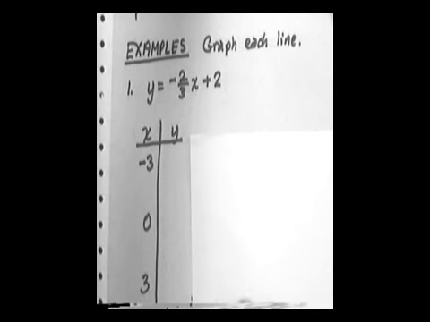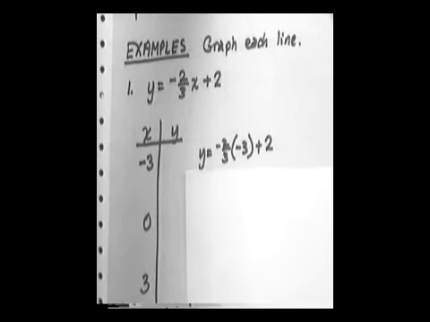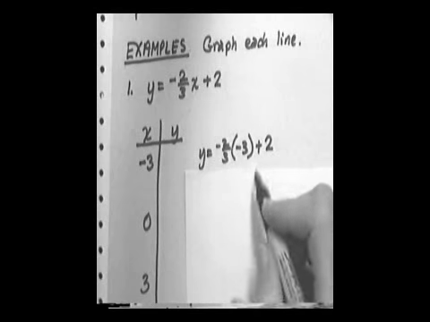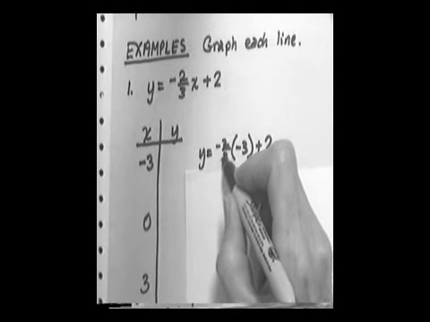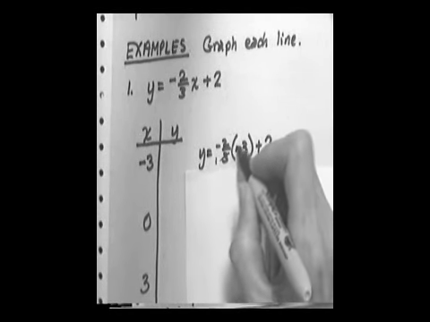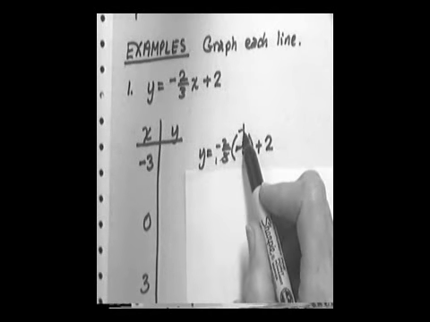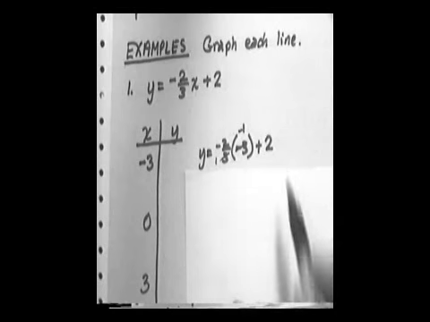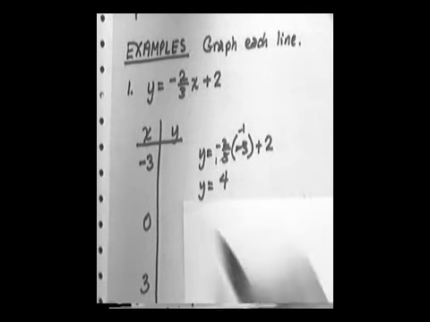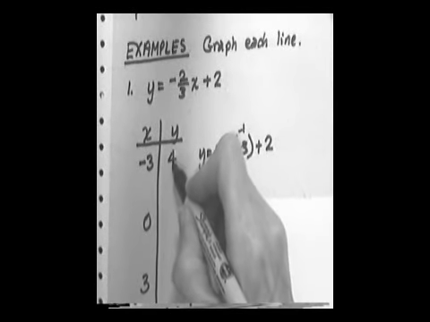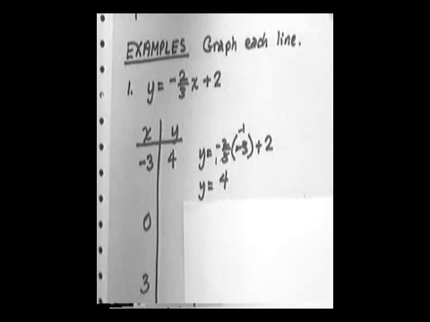So let's go through the solution. Filling in negative 3, I have y equals negative 2/3 times negative 3 plus 2. Negative 2/3 times negative 3, the 3's will cancel. 3 goes into 3 once, 3 goes into negative 3 negative 1 time. Negative 2 times negative 1 is positive 2, and 2 plus 2 gives me 4. And so we have negative 3, 4 for the solution.